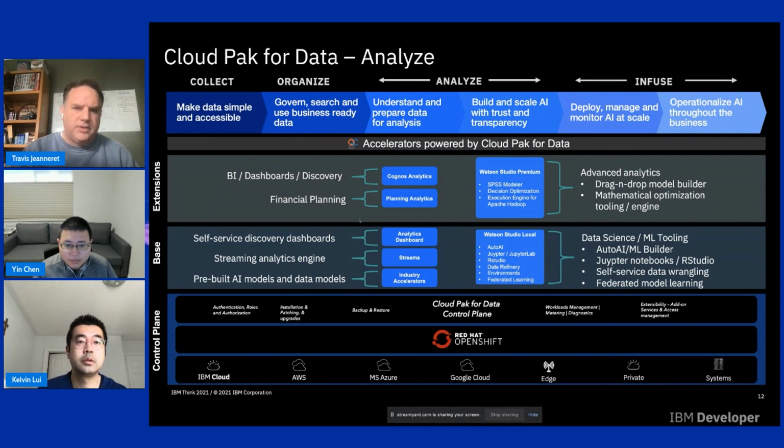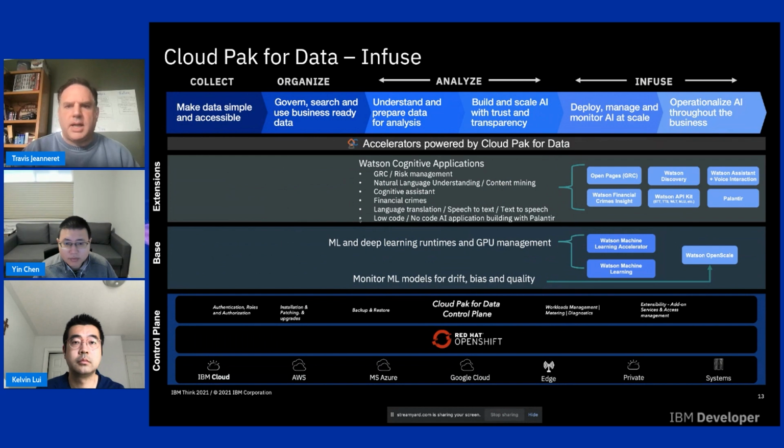On the left is various other types of engines and analysis pieces, everything from our Cognos Analytics to Planning Analytics, streaming, etc. And then on the right-hand side, it's a lot more of the infused and cognitive-based applications. Everything from our GRC risk management components to our Watson Discovery and Watson Assistant tools. I've also added Palantir into that list as now one of the major pieces within Cloud Pak for Data.